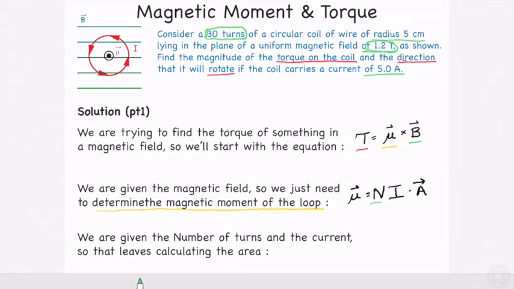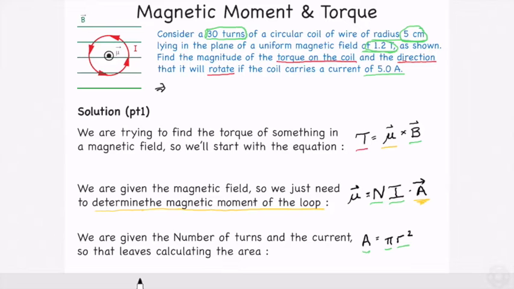So we're given the number of turns. We know the current running through the wire, and that just leaves us with the area vector to calculate. Of course, the area for a circle is just pi r squared, where r is the radius of that circle. We're given the radius, that's the 5 centimeters. We know pi, so we now know the area.